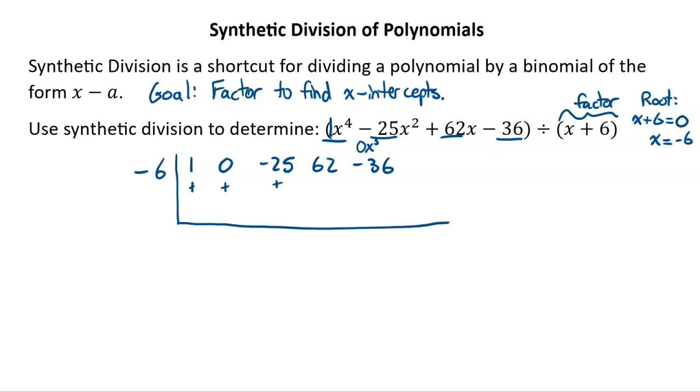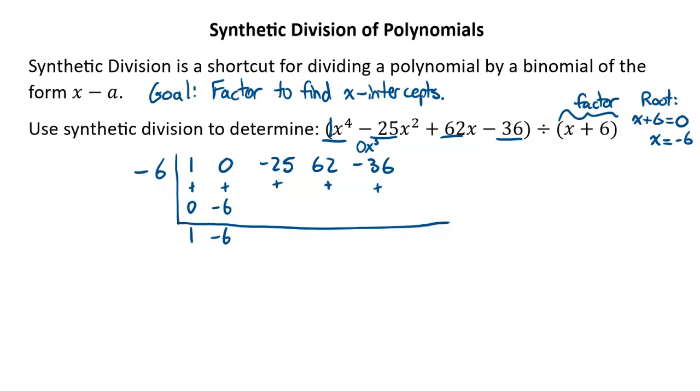So now what we do is we write a plus sign below each of those because we're going to add them to a number in a moment. Now the first number we add is always 0 in the first column. So 1 plus 0 is 1. Now we take the root and we multiply it by 1. That gives us negative 6. We write that in the next column. 0 plus negative 6 is negative 6.